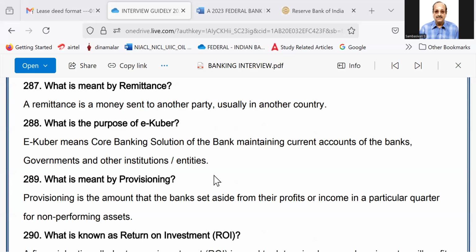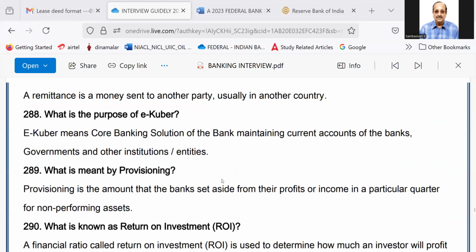Continue. 288. What is the purpose of e-Kuber? E-Kuber means core banking solution of the bank, maintaining current accounts of the banks, governments, and other institutions or entities. So I think e-Kuber is a CBS with RBI. Continue.